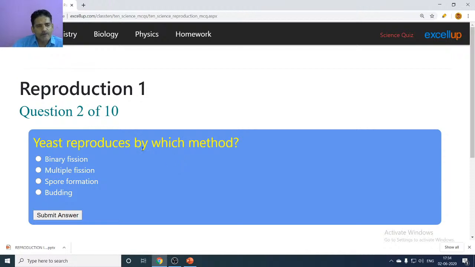Yeast reproduces by which method? Yeast is a unicellular fungi. It undergoes reproduction by budding. Most of the fungi undergo spore formation. So here especially yeast is mentioned. So budding is the process of reproduction in the yeast.